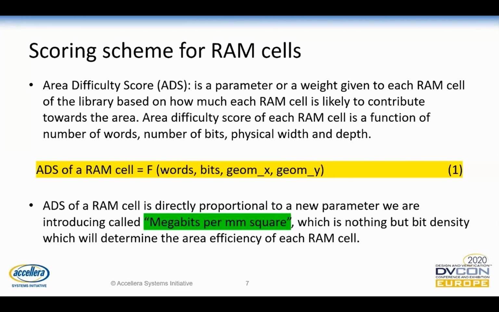Area difficulty score of a RAM cell is directly proportional to a new parameter I'm introducing called megabits per millimeter square, which is nothing but its bit density, which will determine the area efficiency of each RAM cell. We can imagine this as an analogy, same as any density parameter in the real world.